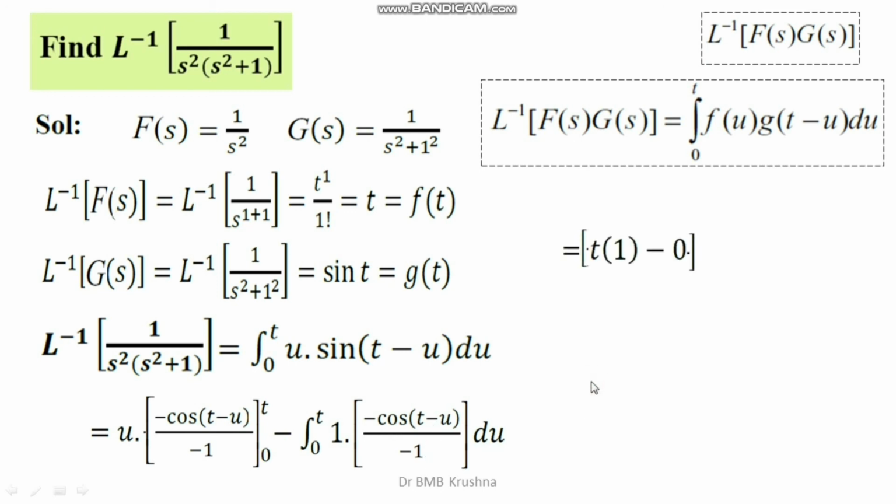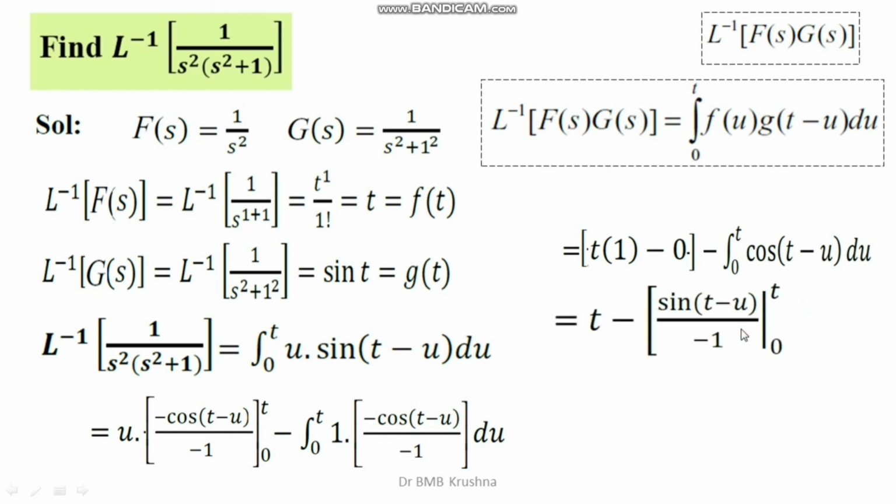First of all, you have to simplify the first term. When u is replaced with t, it is t, and cos 0 is only 1. Negative 1 by negative 1 is positive 1, that is why we have t times of 1. Minus, when u is replaced with 0, it becomes 0, that is why we have written negative 0. Later, negative integral 0 to t, negative 1 into negative 1 is positive 1, that is only cos of t minus u du.